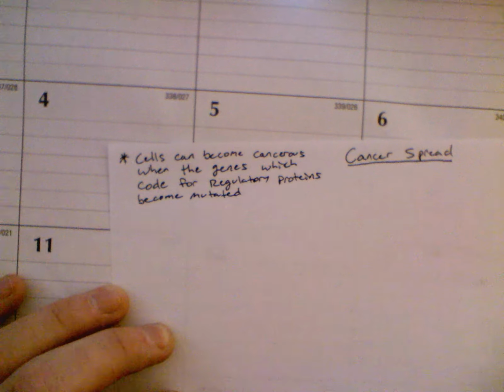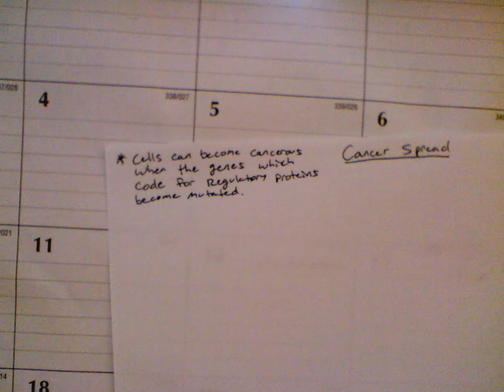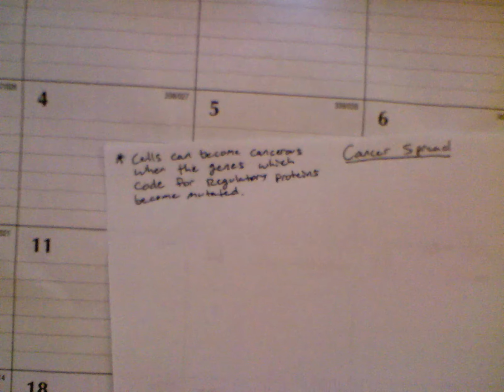Remember that the regulatory proteins are the proteins that are in charge of regulating the cell cycle and making sure that they progress through that series of checkpoints that are required whenever a cell is being ready to divide.